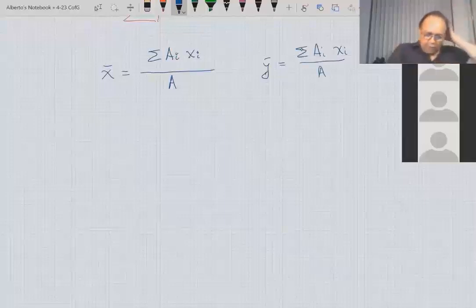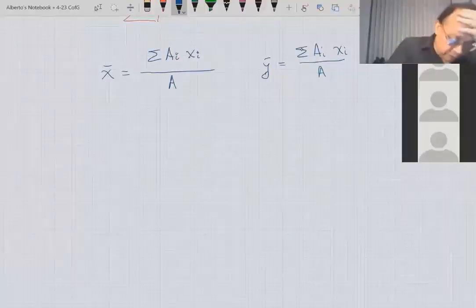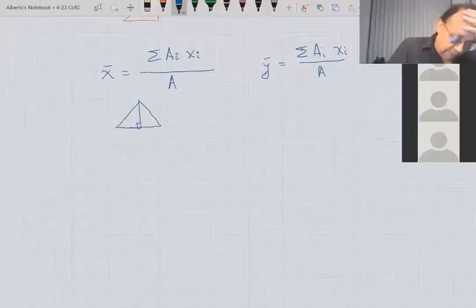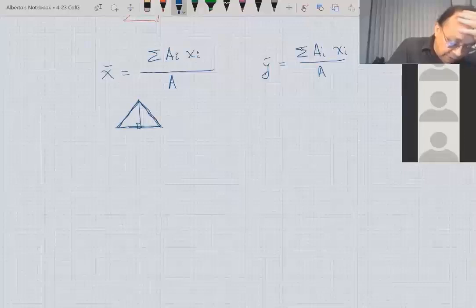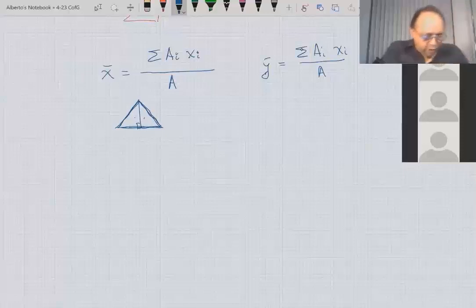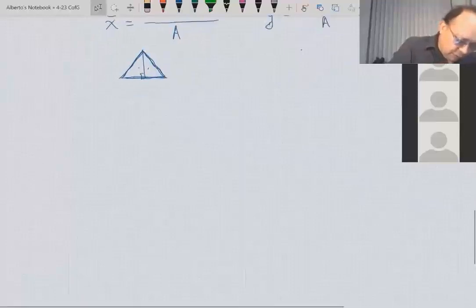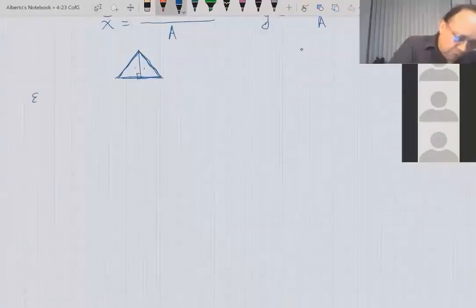For example, we have already the centroid of a triangle with a right angle. With that one, we can find the centroid. How about the centroid of a triangle like this? So let's find the centroid of a triangle that is not a right triangle. We can break it into two triangles whose locations we know. Let's call it example 4. Let's say we have this triangle.